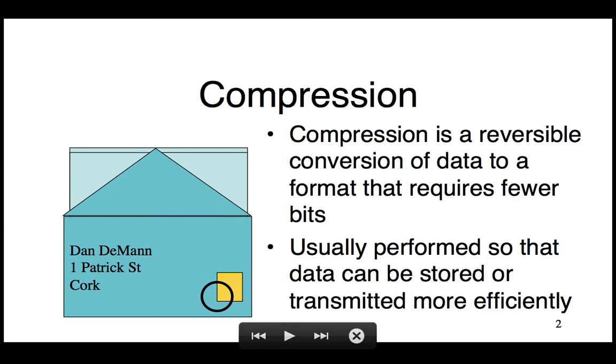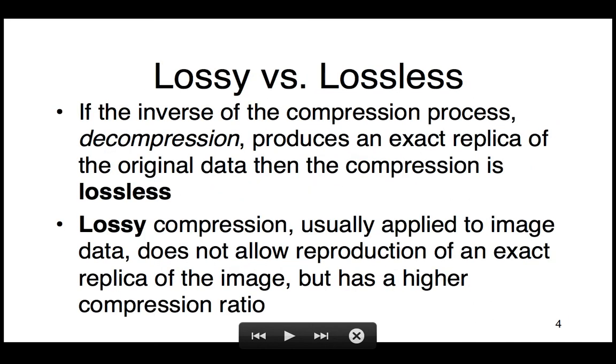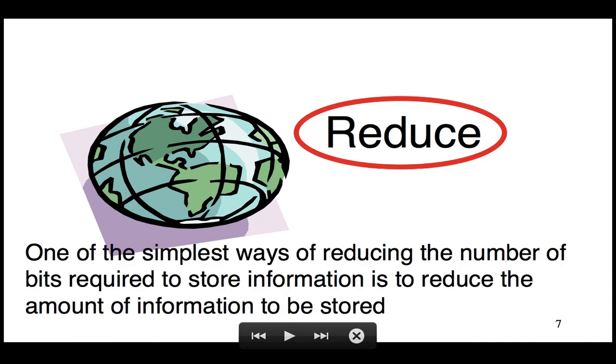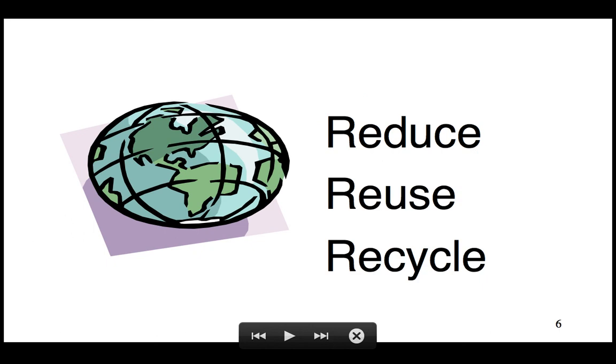So, like I said before, compression is a reversible conversion of data to a format that requires fewer bits. I explained that already, didn't I? And I folded up my little piece of paper. And we can do quite a number of things to reduce the size of an image. Quite harshly, one of the things we can do is throw some of it away.